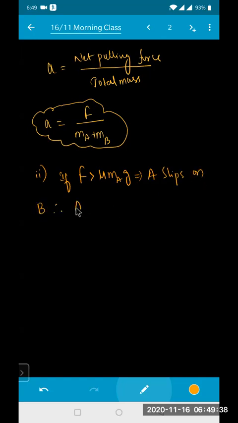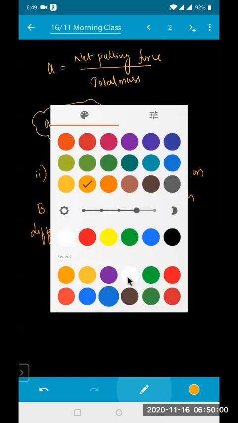Therefore, A and B will move with what? Different accelerations. Both of them are moving with different accelerations.